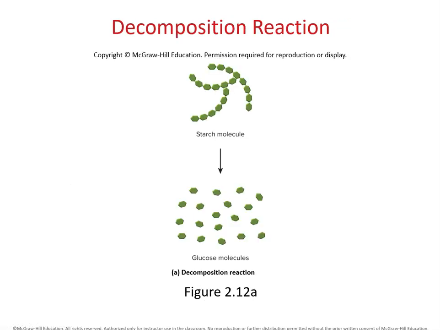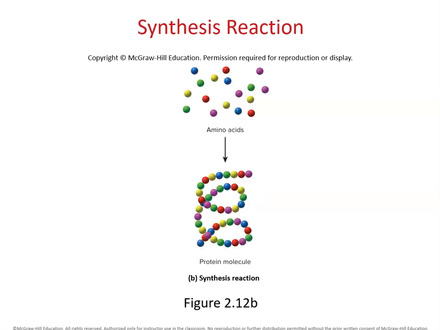So a decomposition reaction is where we have something complex broken down into individual pieces. A starch molecule, maybe you find this in wheat or potatoes, broken down into individual glucose molecules that can fuel the reactions in your cells. Here we have a synthesis reaction. We have individual amino acids that are going to get joined together into a more complex protein molecule.